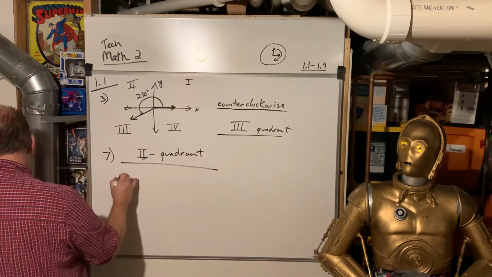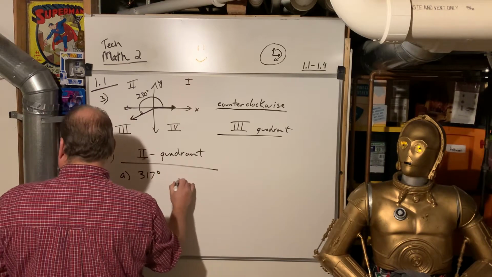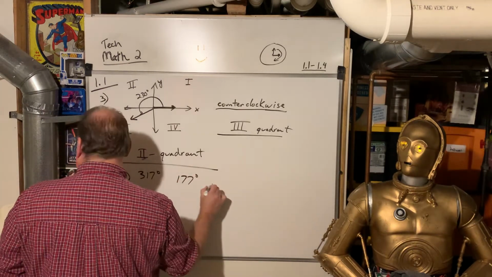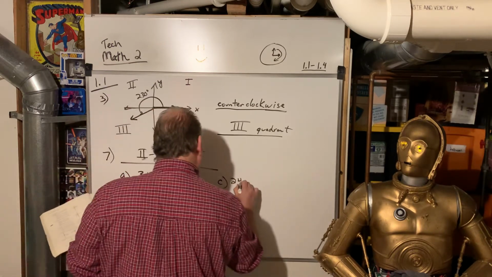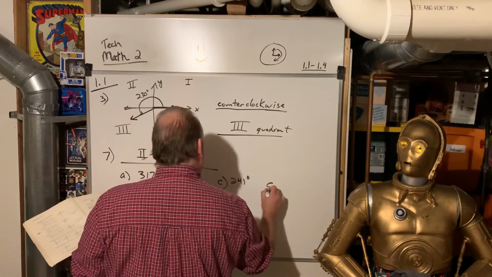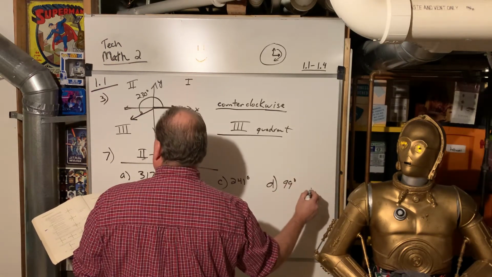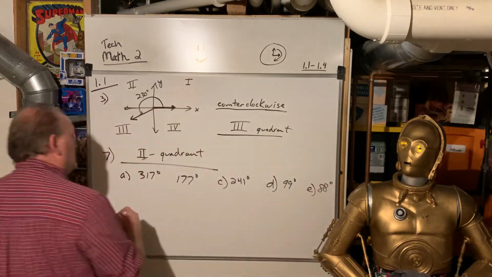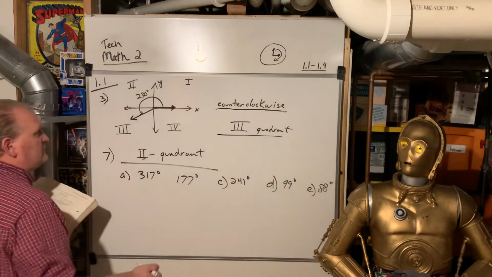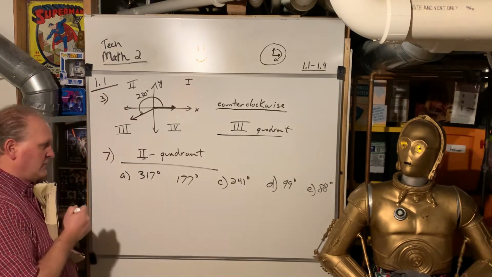So let's think about it algebraically. 117 degrees, 177 degrees, 241 degrees, 99 degrees, and letter E is 88 degrees. Okay, so all of them are in degrees. Basically, if you wanted to do this algebraically, that would be the quickest way to do it.